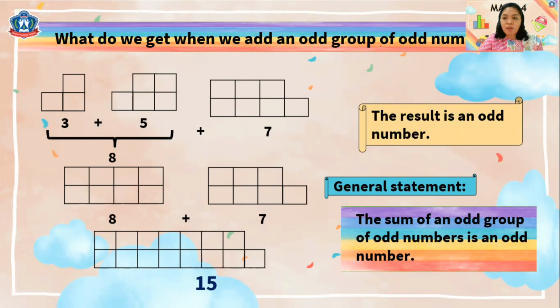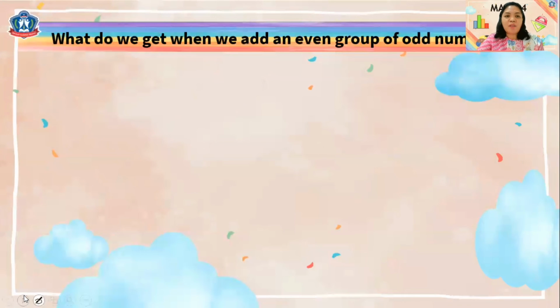Take a look. Our final answer is 15. 15 is an odd number. So if we add 3 plus 5 plus 7, which are all odd numbers, the result is also an odd number. Another. What do we get when we add an even group of odd numbers?